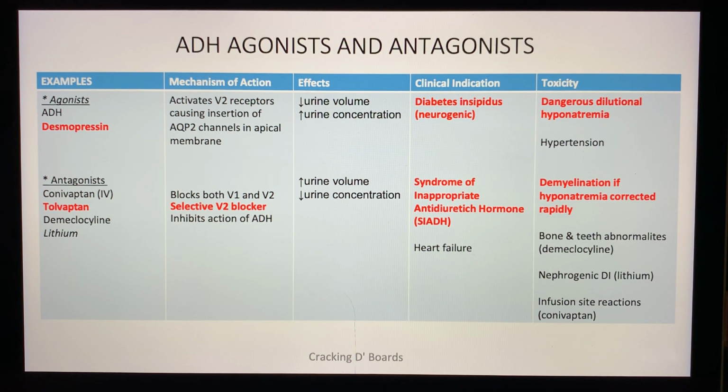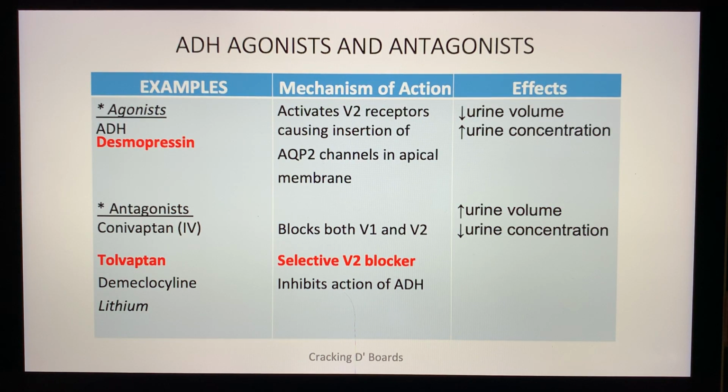So let's dissect. Desmopressin activates V2 receptors. The antagonist blocks the V2 receptors. Take note of the effects. Opposite effects of the agonists: decreasing urine volume, antagonists increasing the urine volume.